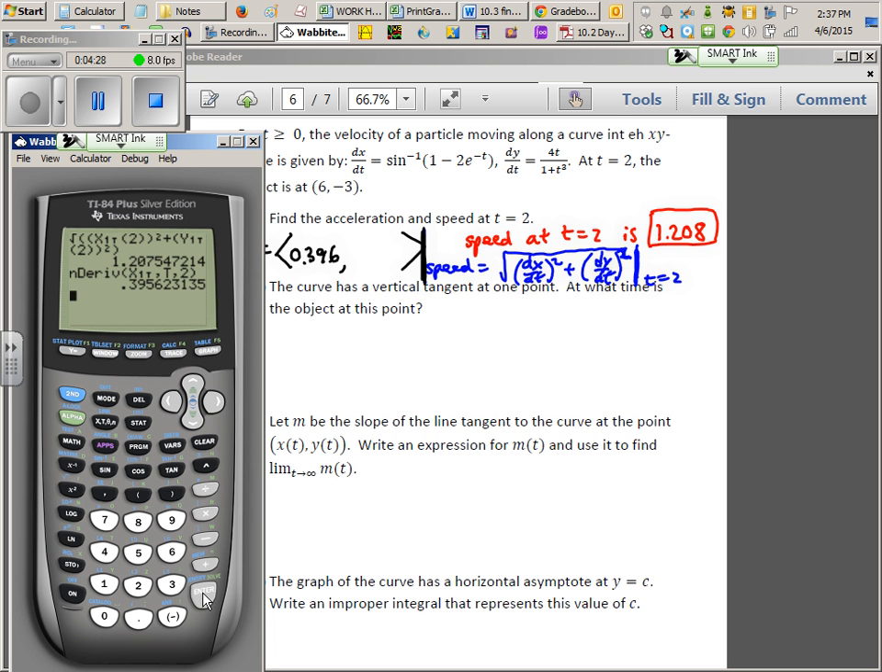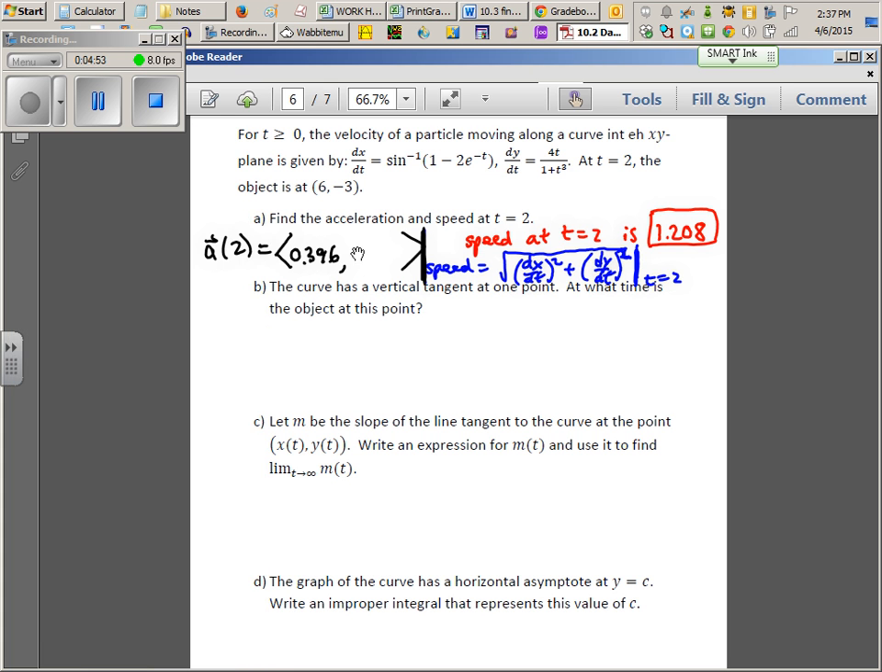Then I go back to this screen and go to Math 8 again. This time, vars, y vars, parametric, y1t, with t as my independent variable, at t equals 2. Same thing, but with the y1 sub t. So the y component of our acceleration is negative 0.741.